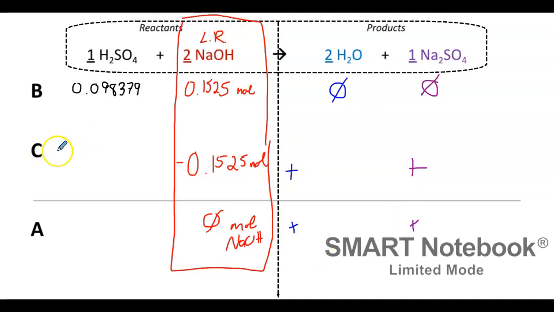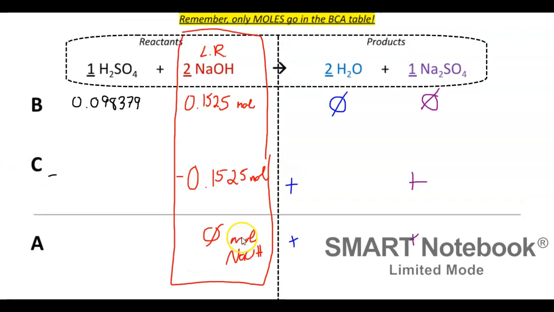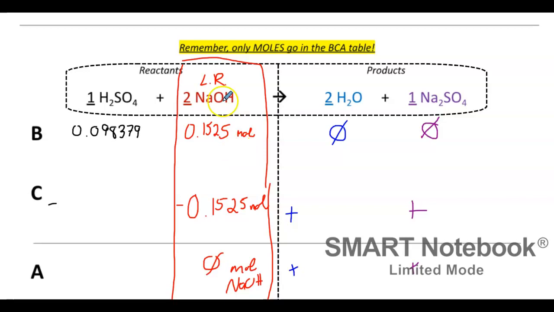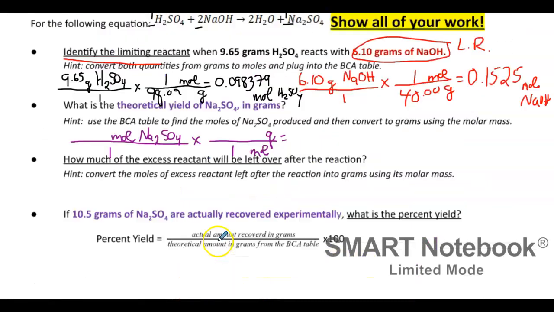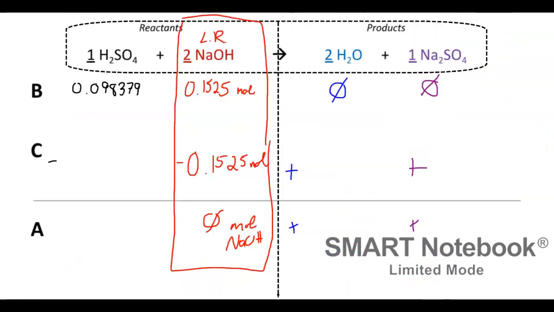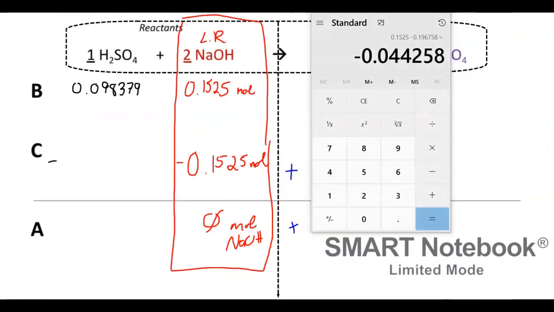And during the change, I'm going to be using up some of the sulfuric acid. So let's go back up and remind ourselves what it's asking. Okay, identify the limiting reactant. The limiting reactant is sodium hydroxide. We can label it up here, but we also have shown that in our work right here by labeling it. Number 2, what is the theoretical yield of sodium sulfate in grams? And how much excess reactant will be left over? So we need to fill out the whole table here to be able to answer those next questions.